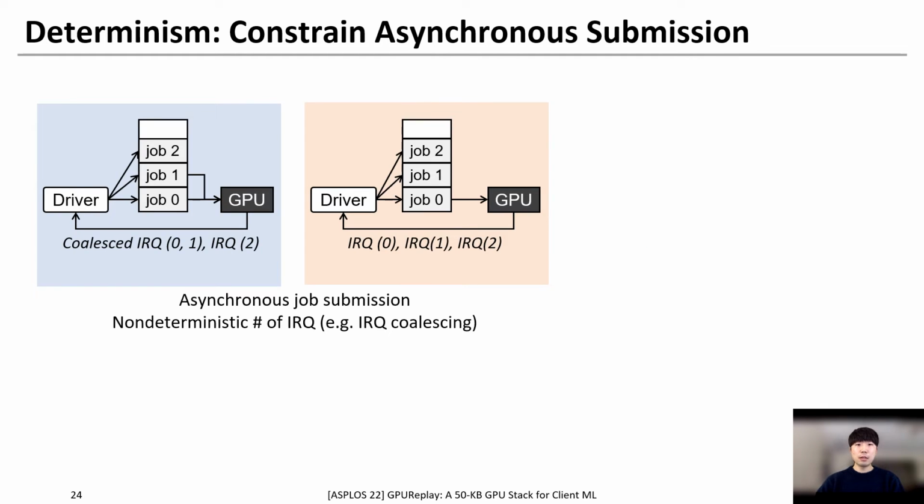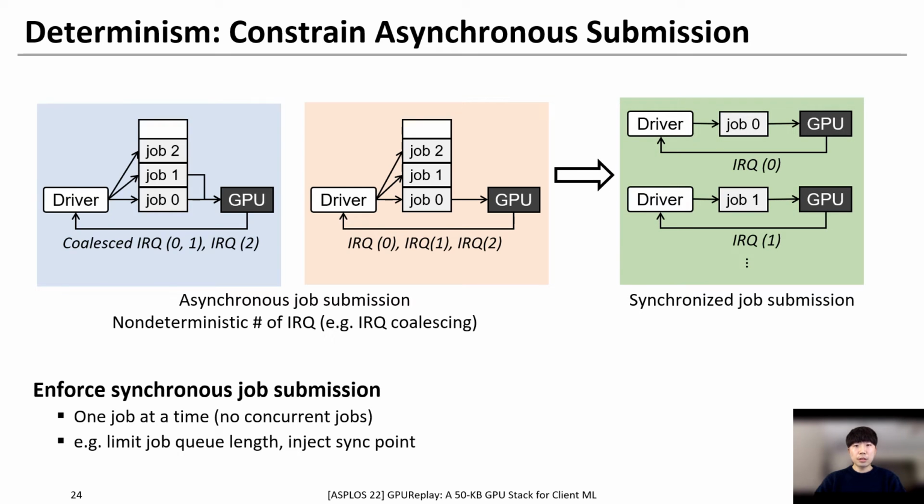Okay, from now, let's talk about determinism. A deterministic CPU and GPU interaction is important for the correctness of record and replay. However, we observe non-determinism even when repeating the same workload. First, we found that asynchronous job submission results in a different number of completed jobs. For instance, in the first run, the driver receives 2 interrupts, but in the second run, the driver may receive 3 interrupts. This is because of interrupt coalescing.